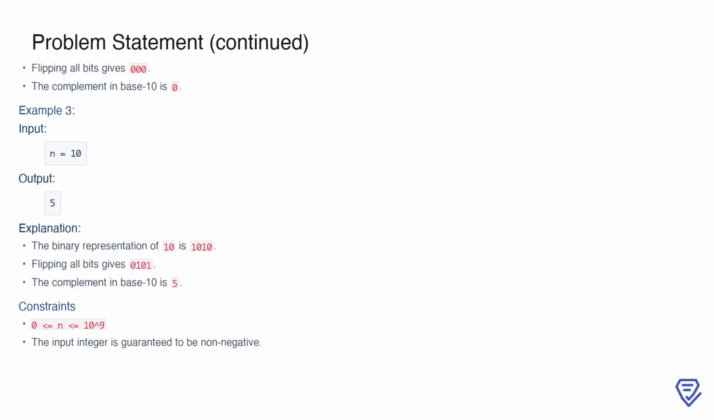Additionally, there are some constraints to keep in mind. The input n will always be a non-negative integer, and it will not exceed 10 to the power of 9. This means the function must handle numbers up to 1 billion efficiently. The binary complement is defined strictly within the range of the number's most significant bit to its least significant bit, so the solution should respect this range when flipping bits.